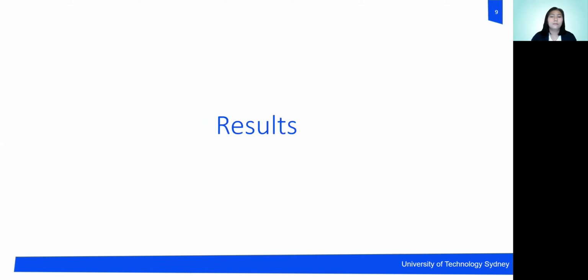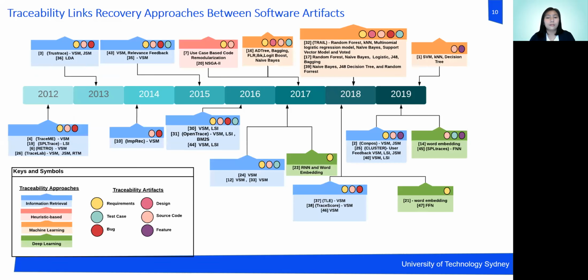The following section provides the details about the main findings. We created this tracing diagram for these 33 studies based on the traceability approach and the type of artifacts supported in the study, for visualization.